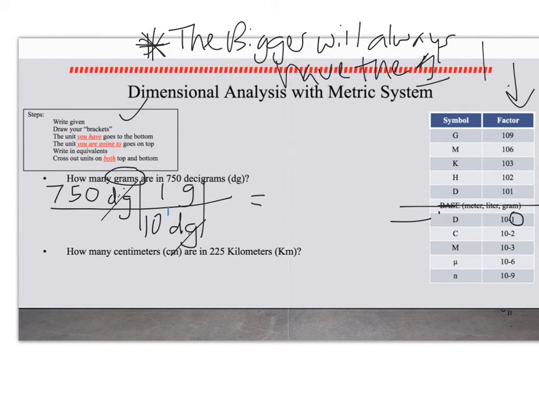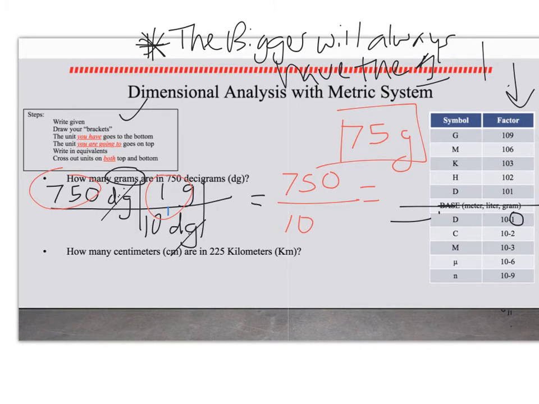Now I multiply the numbers on the top. So 750 times 1 is 750, all over 10 to the first power, which is still 10. So it's just 750 divided by 10. That equals 75. So there are 75 grams in 750 decigrams.